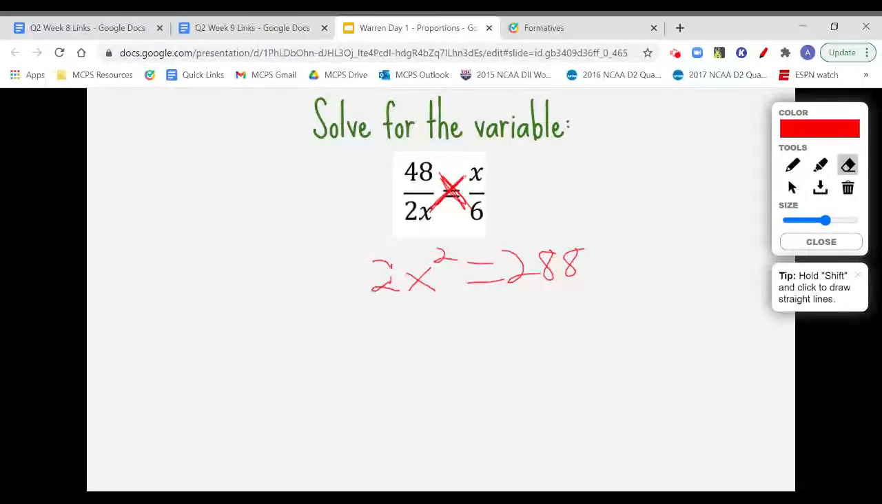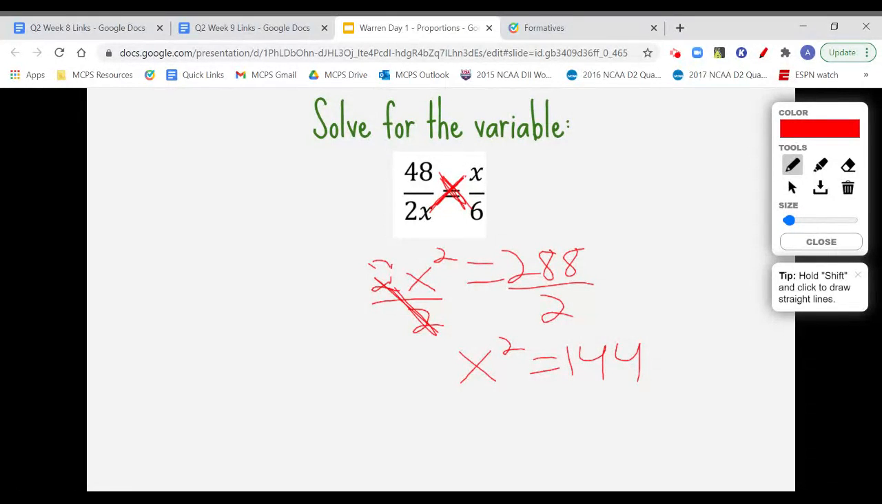What we're going to do instead is isolate the x squared term first, and make sure that 2 is no longer there. So right now 2 is being multiplied. I'm going to do the opposite, which is divide both sides by 2. And that leaves me with x squared equals 144.